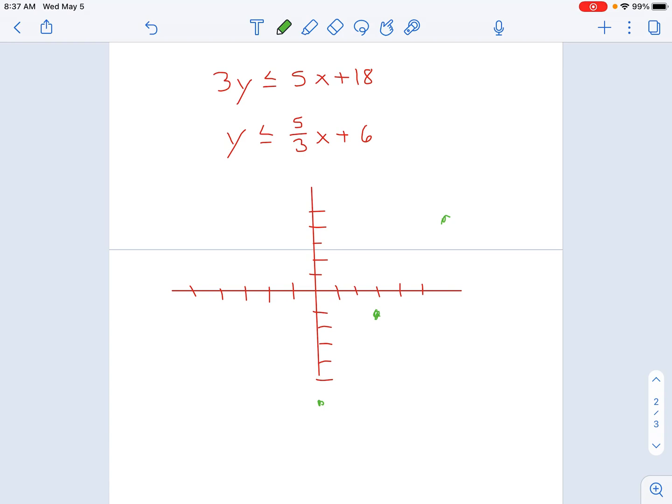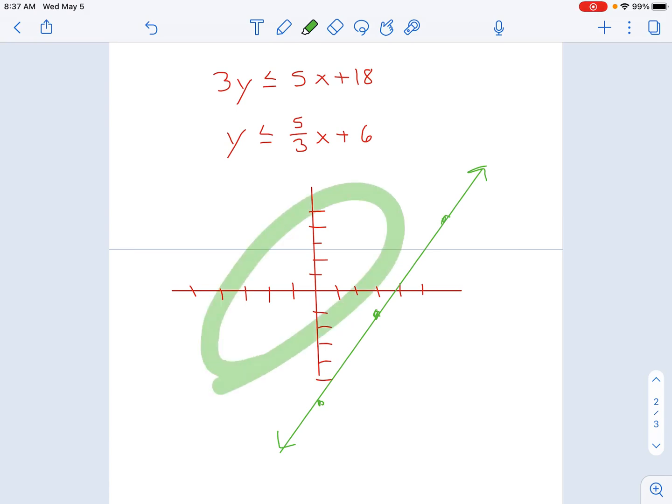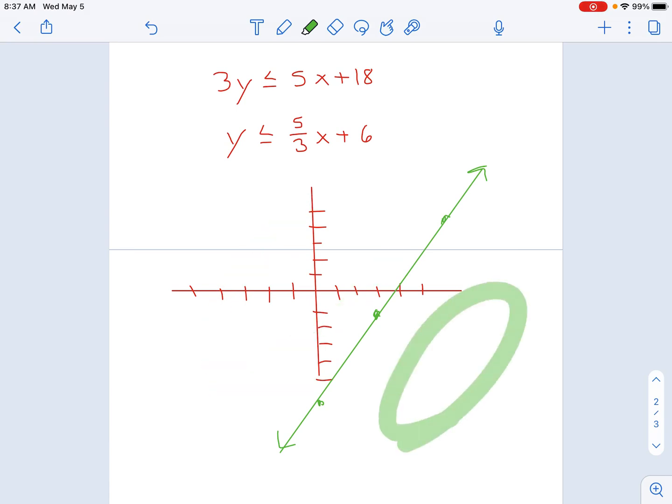Now, in this case, I do want less than or equal to, meaning this is going to be a solid line because I have the equal sign here, okay? So I do want to keep the values that are on the line, on the border line. And now I need to figure out, am I going to shade above or below? So I will again plug in 0, 0 and see if that works. If it works, I'll shade above. If it doesn't work, I'll shade below.